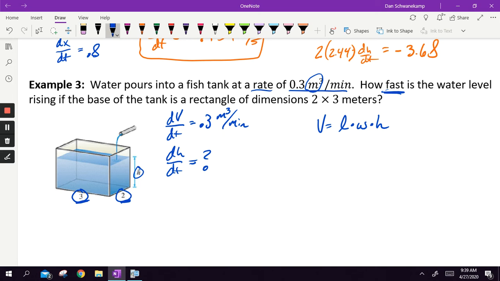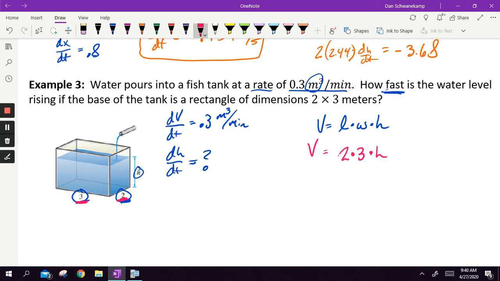First thing I need to do is identify anything that's constant. Is there anything that's not changing? Hopefully you recognize that that 2 and that 3 of the base is not changing because it is a fish tank. You can't make those fish tanks grow while there's water in them. That doesn't make any sense. So those things are the same. That's my equation. The volume is changing because I'm adding water. The height is changing because the water's going up.